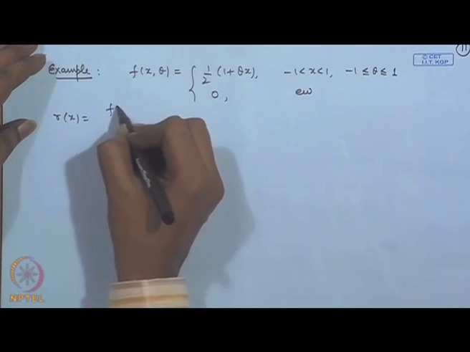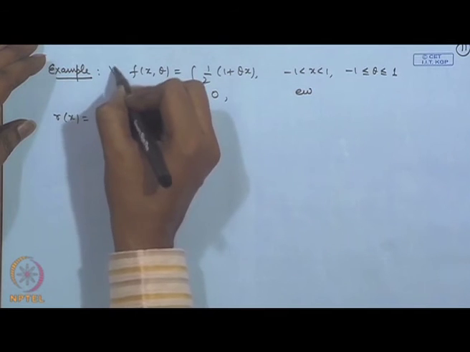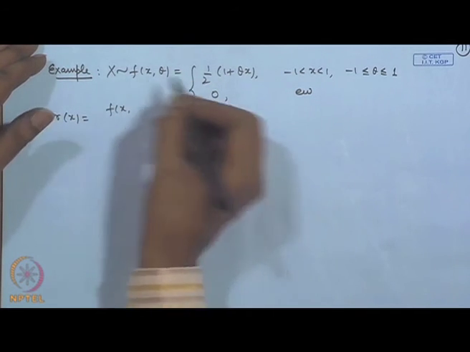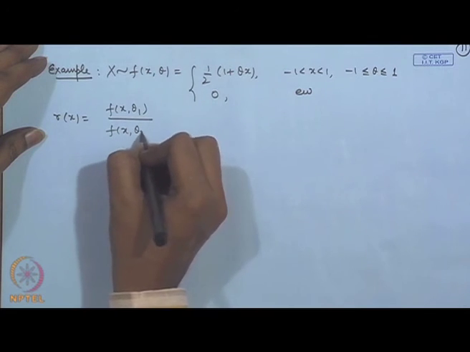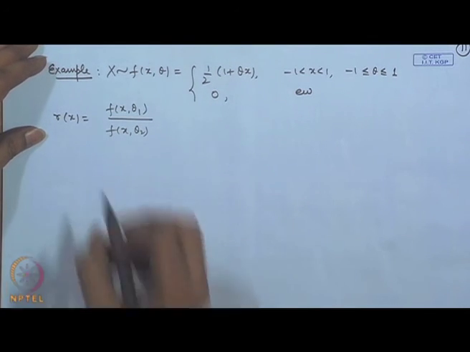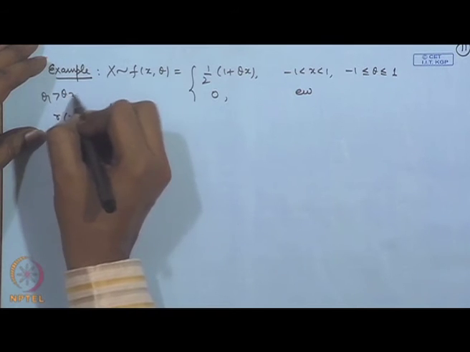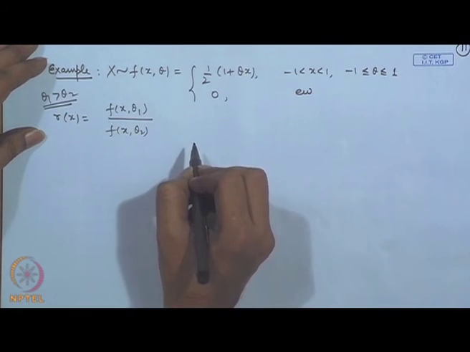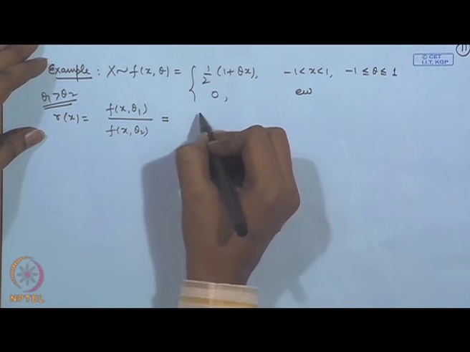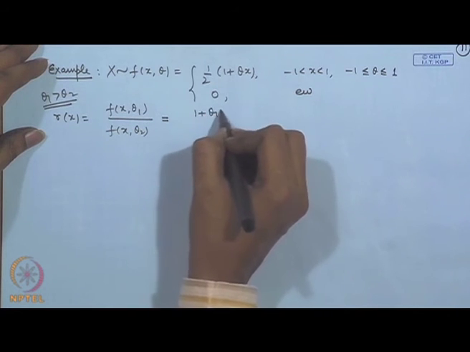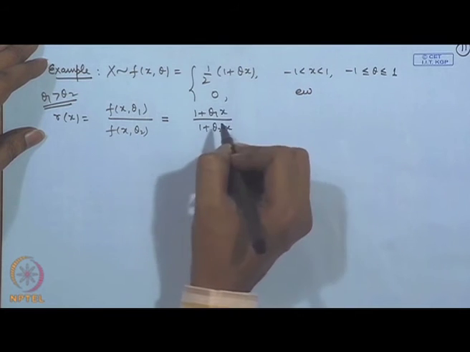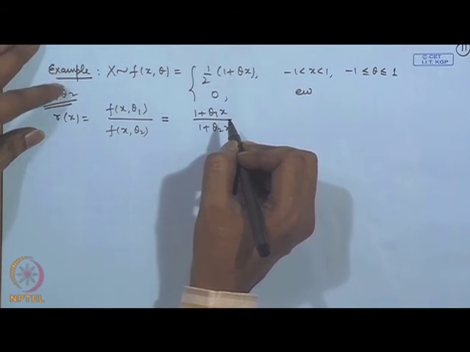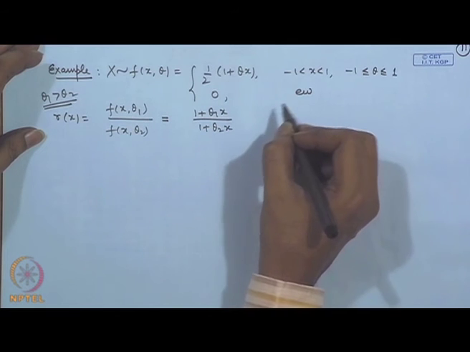So, let us look at that. If I consider the ratio of, let me consider say one observation here, in place of n, for convenience: f x theta 1 divided by f x theta 2. Let us take say theta 1 is greater than theta 2. So, this ratio will become 1 plus theta 1 x divided by 1 plus theta 2 x. Whether this is increasing or decreasing will depend upon theta 1 greater than theta 2.